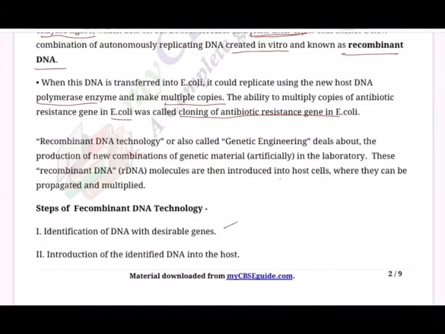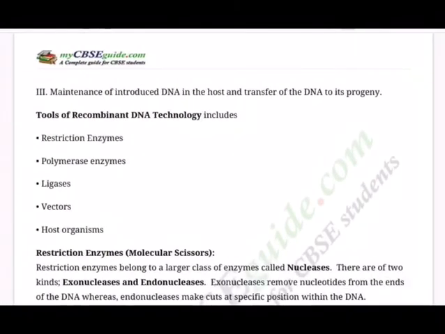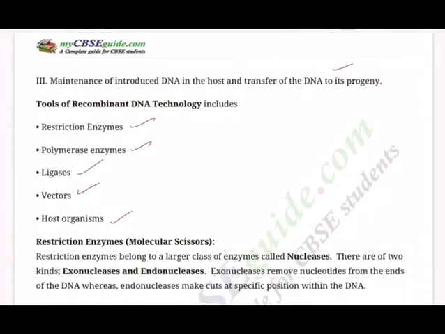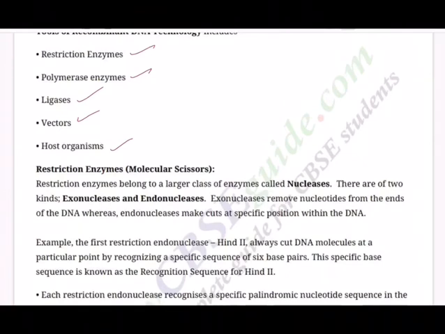Basically, the first step is identification of DNA with the desirable genes. Second, introduction of the identified DNA into the host. And third, maintenance of the introduced DNA in the host and transfer of the DNA to its progeny. These are the three main steps. And what are the tools we require? First, restriction enzymes, then polymerase enzymes to expand, then ligases to join the pieces, then a vector, and of course a suitable host. When these tools are available, it is easy for us to do genetic engineering.